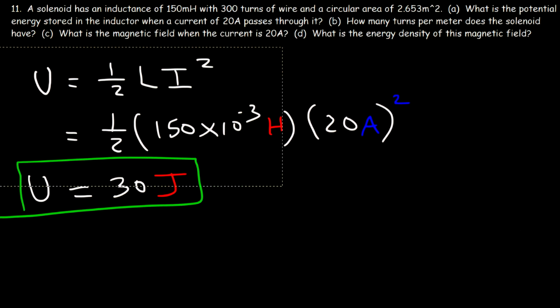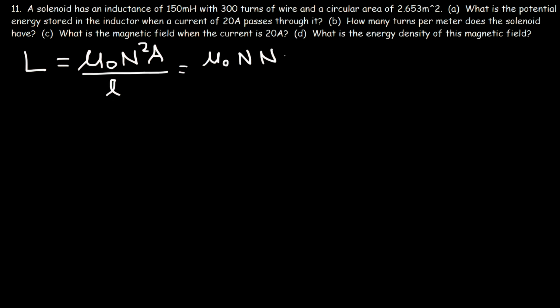Now let's move on to part B. How many turns per meter does the solenoid have? So how can we figure this out? Well, we know that the inductance is equal to mu 0 times n squared times the area divided by the length of the inductor. So let's separate n squared and write it as n times n over L. Now we know that n over L is equal to lowercase n. And lowercase n represents the number of turns per meter. So we need to use this form of the equation.